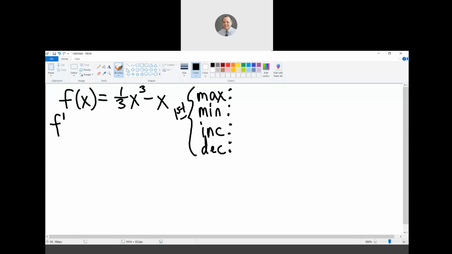All right, so f prime of x. When you take the derivative of 1/3 x cubed, you're using the power rule, meaning the original exponent moves to the front and it's being multiplied by the 1/3. Those threes cancel each other out. And when you subtract 1 from the original exponent, you get x squared. And the derivative of negative x is -1.